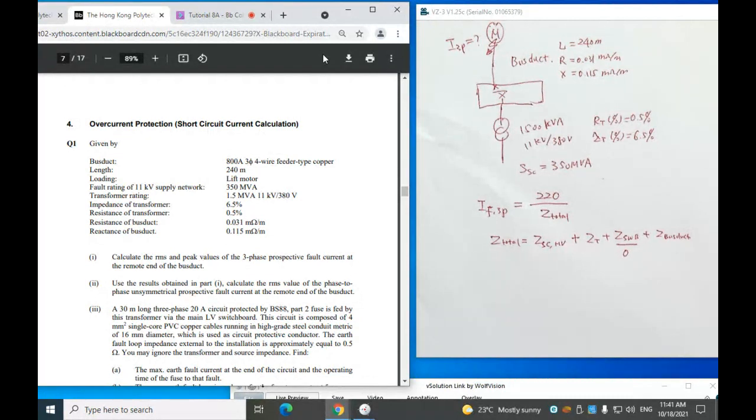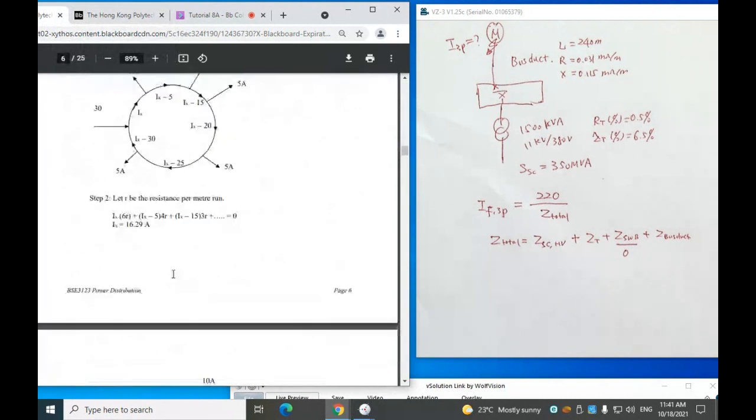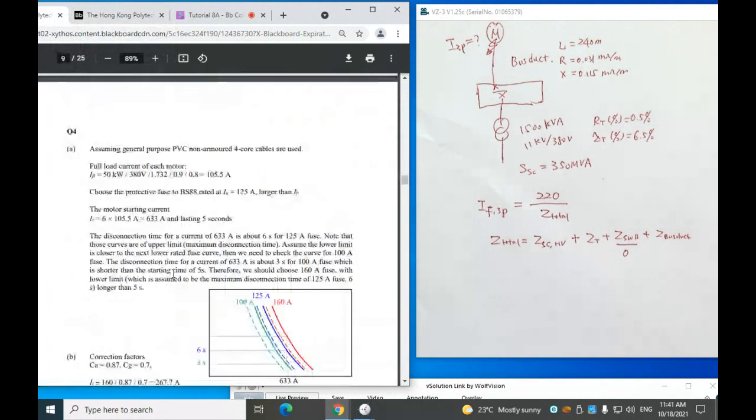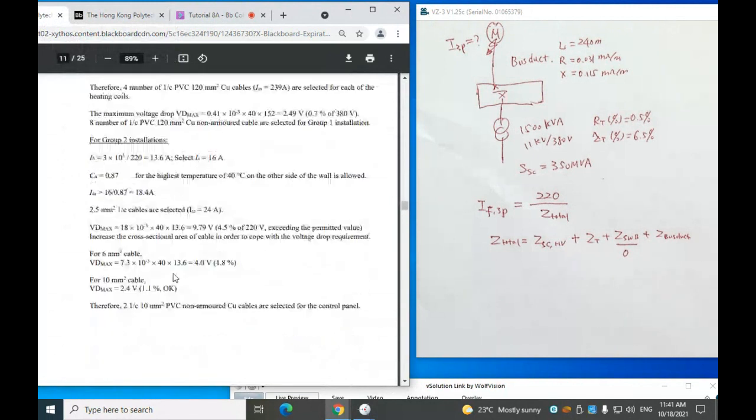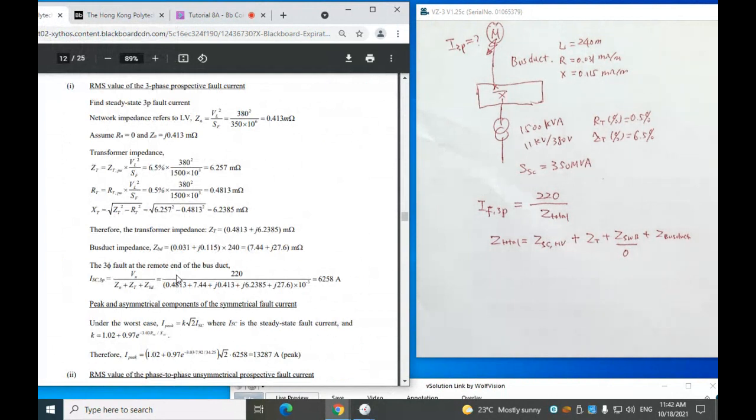All the detailed information is given in the solution sheet, so let's look at the solution sheet. The solution gives us the step-by-step result. The first one you can see is the result for the HV circuit impedance.